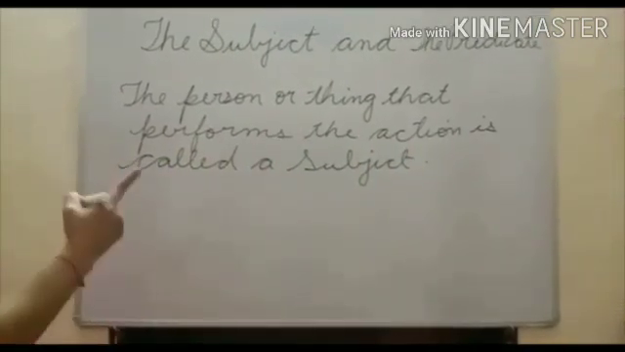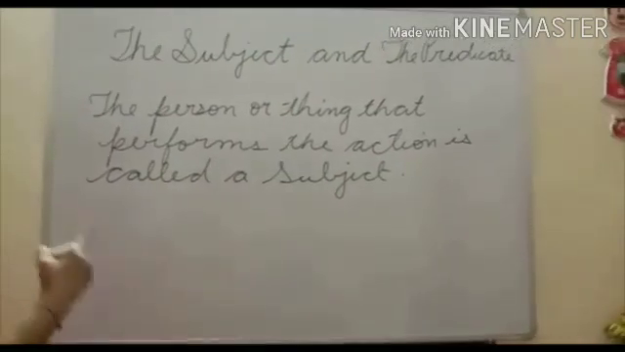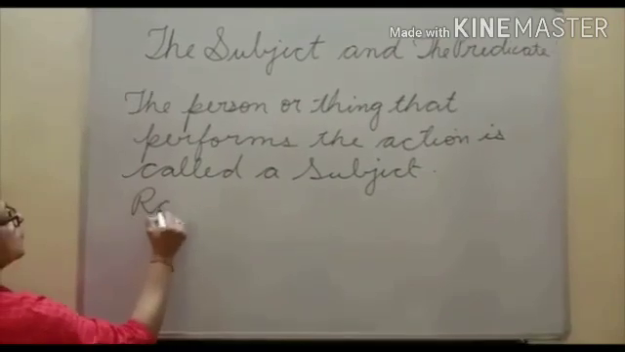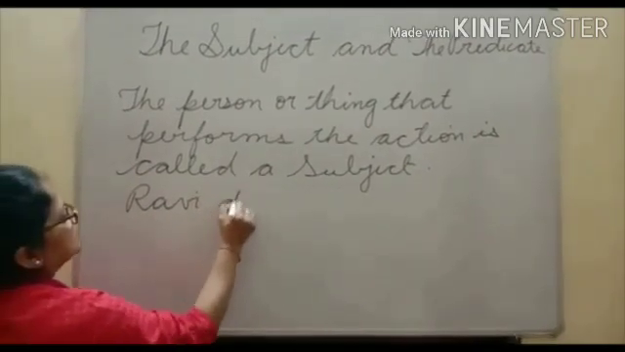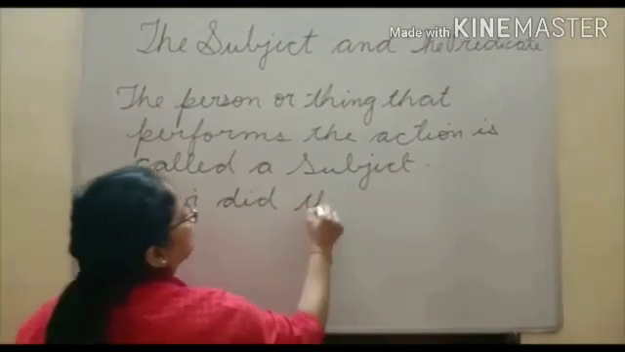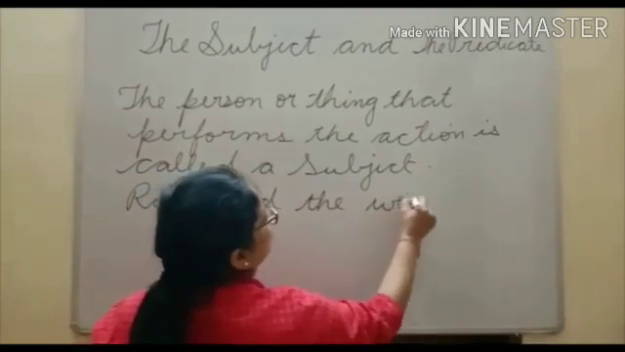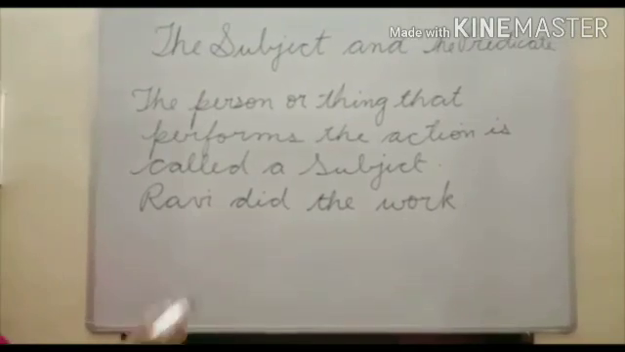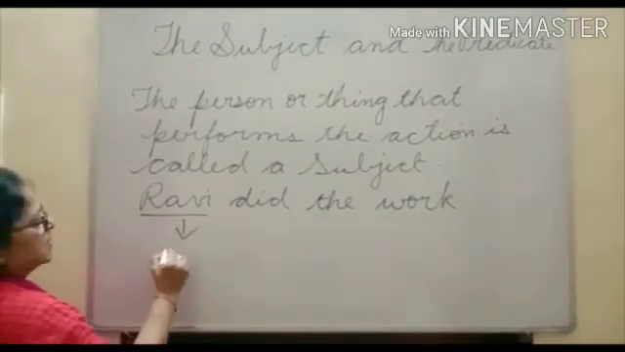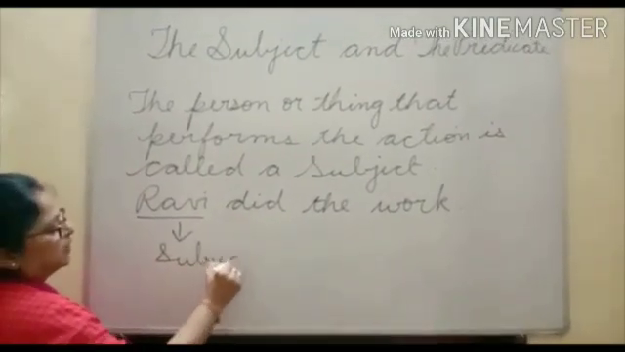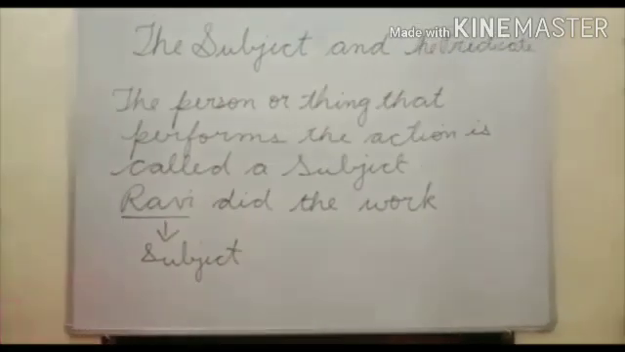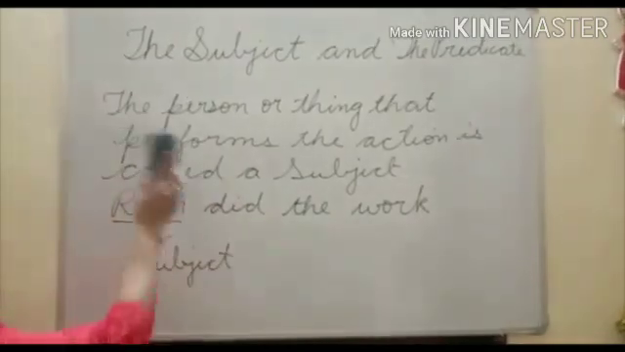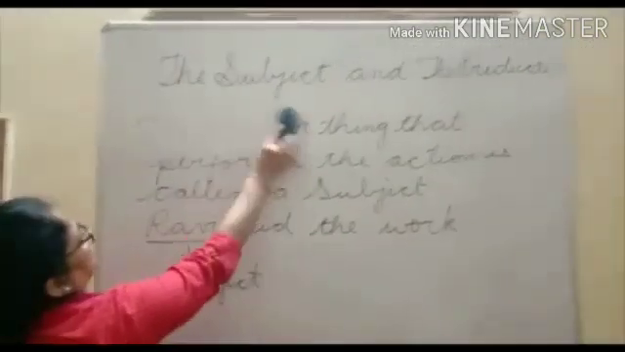The person or thing that performs the action is called the subject. For example, Ravi did the work. Who did the work? Ravi did the work. So Ravi is subject. Is it clear? Now we come to predicate.